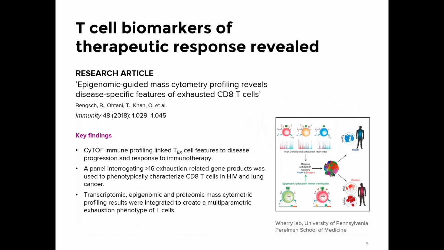In this paper from the Wherry Lab at the University of Pennsylvania School of Medicine, deep immune profiling by mass cytometry linked features of exhausted T cells to disease progression and response to immunotherapy. A panel of more than 16 exhaustion-related gene products was used to phenotypically characterize CD8 T cells in HIV and lung cancer. Transcriptomic, epigenomic, and proteomic profiling by mass cytometry were integrated to create a multi-parametric exhaustion phenotype of T cells.